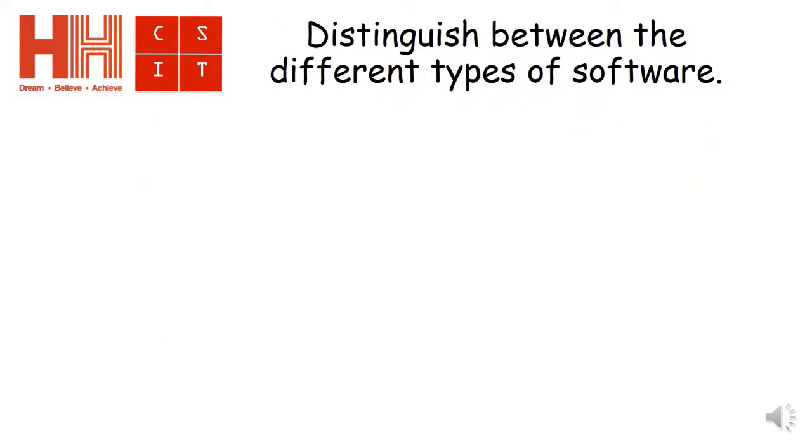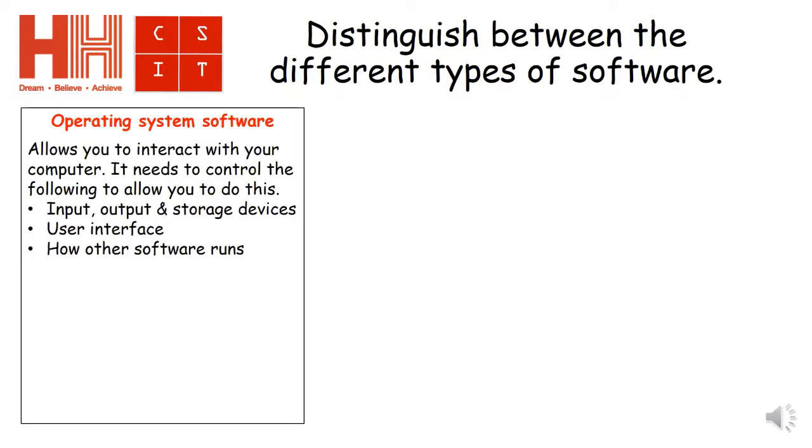We're now going to distinguish between the different types of software, starting with operating system software. Now, this software allows you to interact with your computer. It needs to control the following to allow you to do this. Those are our input, output and storage devices, the user interface, that's what you can see in front of you, and how other software runs.